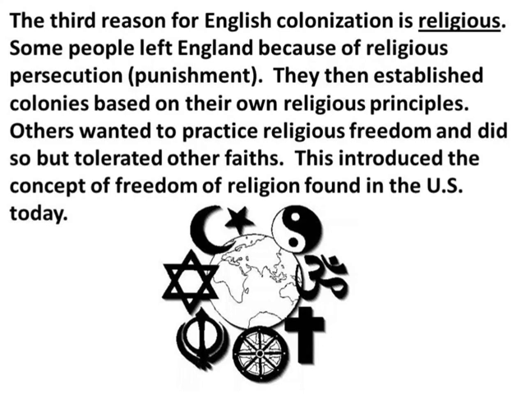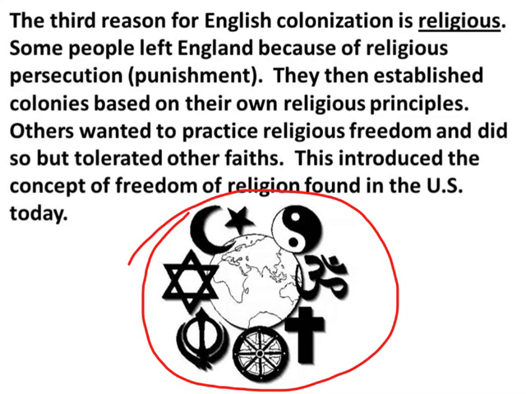The third reason for English colonization is religious. Some people left England because of religious persecution, and the word persecution means punishment. They then established colonies based on their own religious principles. Others wanted to practice religious freedom and did so, but tolerated other faiths. This introduced the concept of freedom of religion found in the United States today. And if you see this picture right here, you see all the different religions found throughout the world that have come to settle in the United States and practice religious freedom.